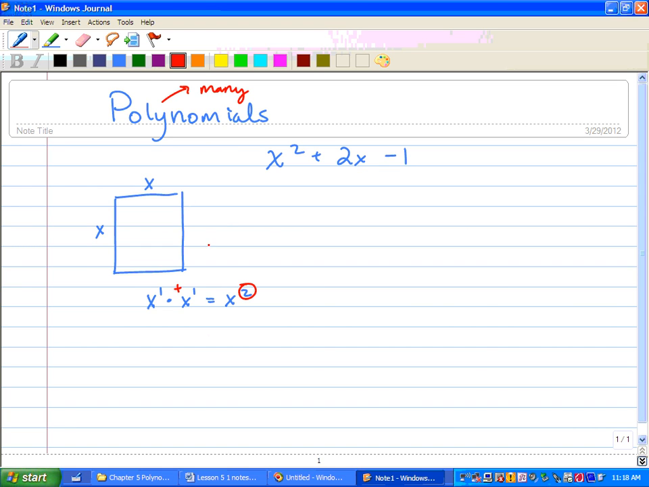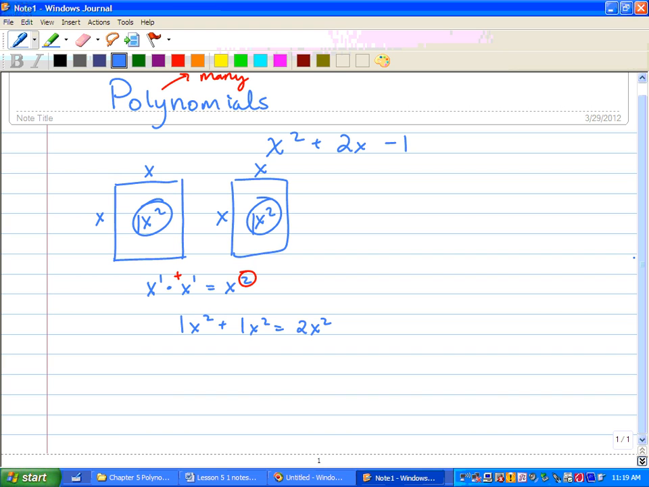All right? So what if I had more than one of these? I had x and x. Well, I've got the area of this is x squared, and the area of this is x squared. X squared plus x squared, well, there's like an invisible 1 there and an invisible 1 there. 1 plus 1 is 2, so we get 1x squared plus 1x squared, and we get 2x squared. We have two of them, all right? So that's when we've got our x squared.